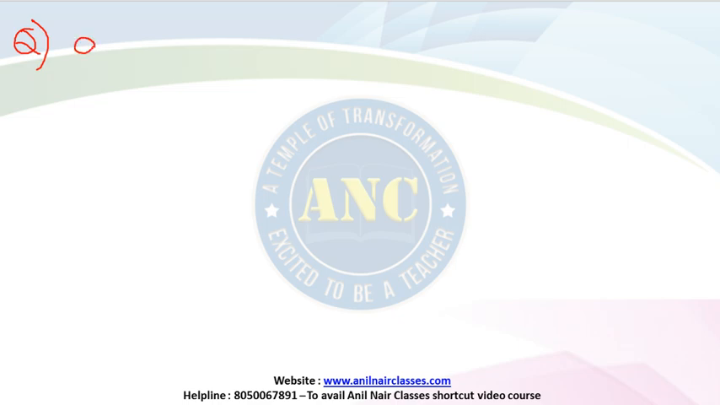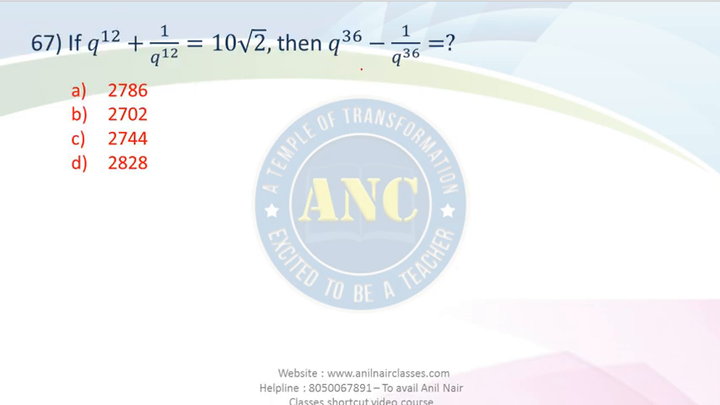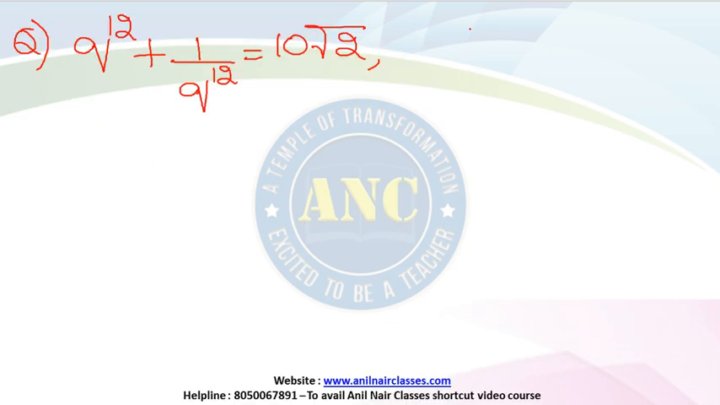If q power 12 plus 1 by q power 12 is equal to 10 root 2, then q power 36 minus 1 by q power 36 is how much? Q power 36 minus 1 by q power 36 is how much? Now, sir, why are you writing this question?